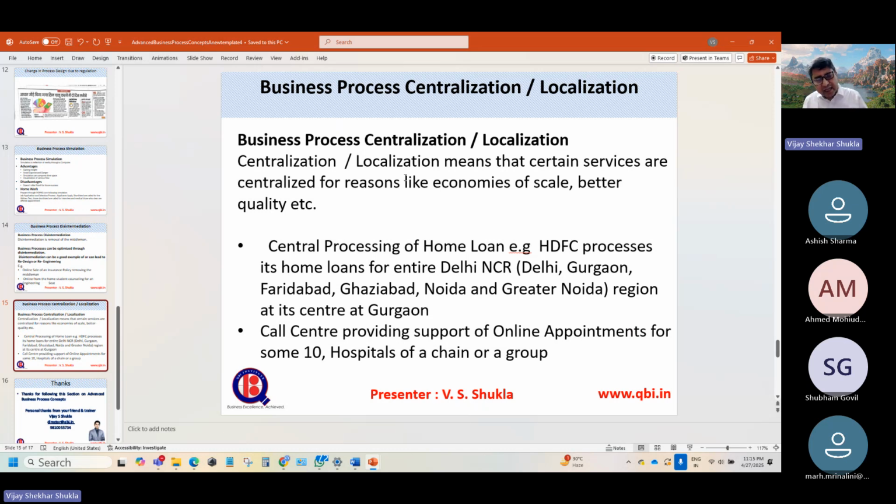Sometimes some business processes are centralized for economies of scale, let us say for the availability of an expert. Say there is a home loan company. They collect home loan applications from multiple places in the city, and then do underwriting at one place where experts are available. In India, there is also a central processing center which processes income tax returns. So this is also business process centralization or localization.